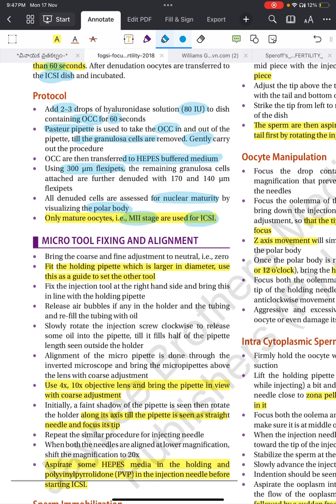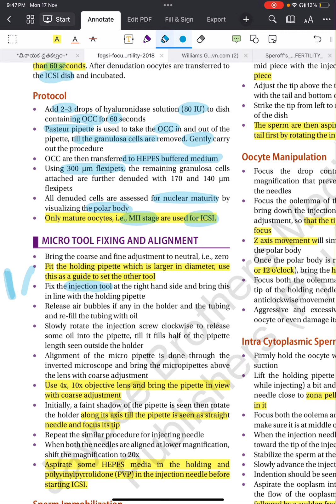Coming to micro tool fixing and alignment, I showed you the two micro tools. Now I'll tell you about that. Bring the coarse and fine adjustment to neutral. First, you'll keep it at the neutral, zero position. With the holding pipette, which is larger in diameter, use this as a guide to set the other tool. So one will be fixed and the other acts as a guide, and we can change the position of the other. Fix the injection tool at the right hand side and bring it in line with the holding pipette. So the injection tool will be on the right side and the holding tool will be on the left side.